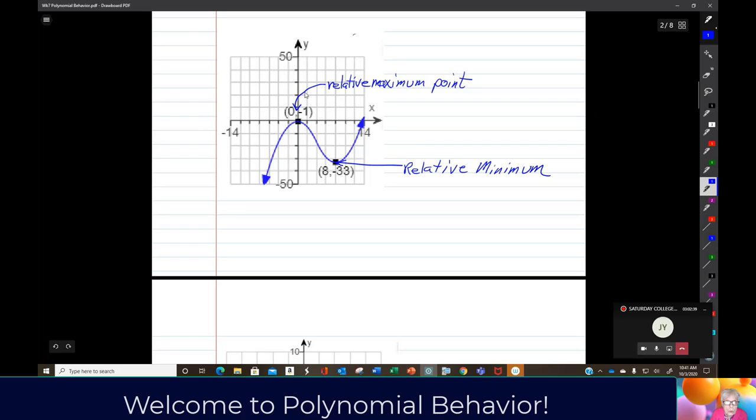Right? In its own little neighborhood, that's the highest point. But it's not always going to be the highest point because the graph is going to keep going up, up, up. And at all these points, the graph is going to be higher. So this is not the absolute maximum point. This doesn't have an absolute maximum because nobody knows where infinity is. This goes all the way down to negative infinity.